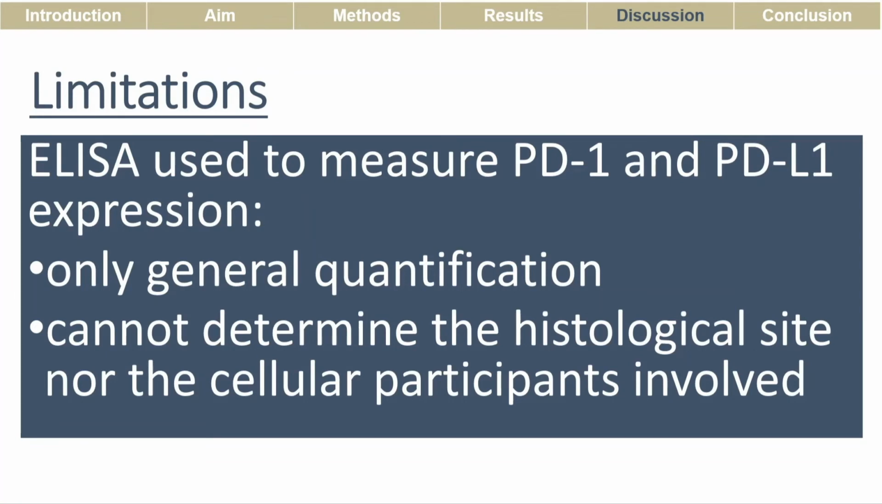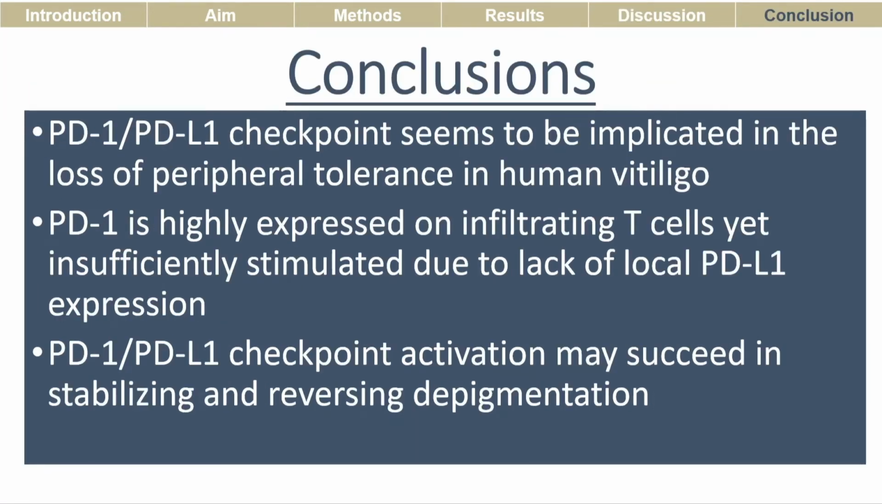Our study was limited primarily by the use of ELISA to measure PD1 and PDL1 expression. ELISA only serves as a general quantification and cannot determine the histological site nor the cellular participants involved.